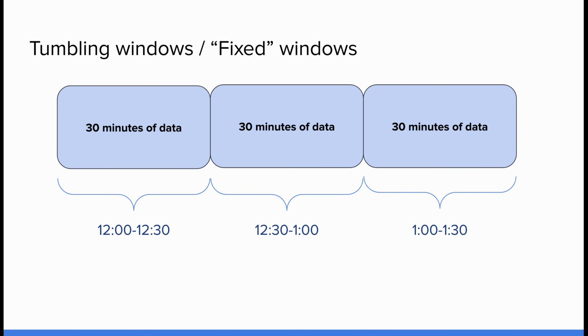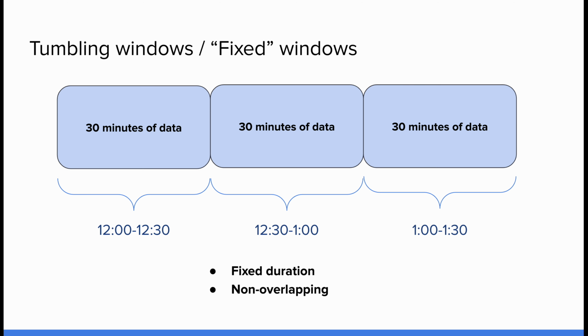In this example, we have a stream of data that is divided into 30-minute tumbling windows. The windows are non-overlapping and they are sequential. The first window starts at 12 o'clock and it ends at 12:30. The second window starts at 12:30 and it ends at 1 o'clock. The third window starts at 1 o'clock and it ends at 1:30. Each window has a fixed duration, a consistent predefined length.